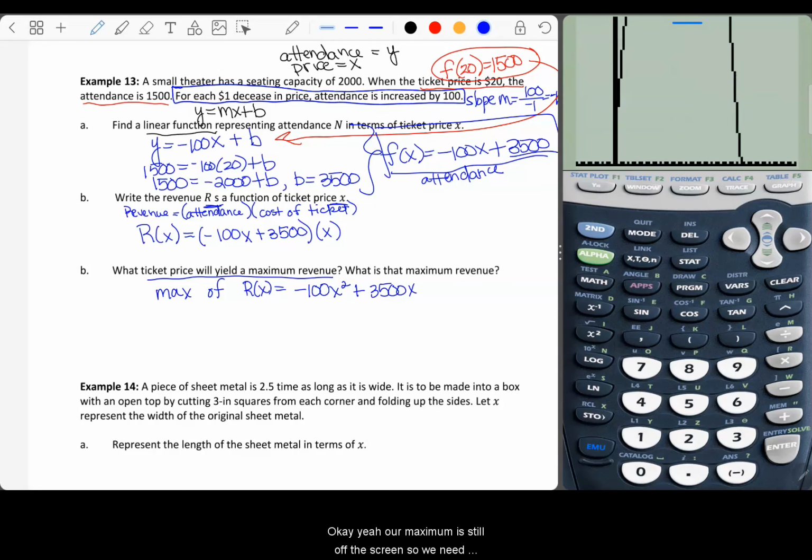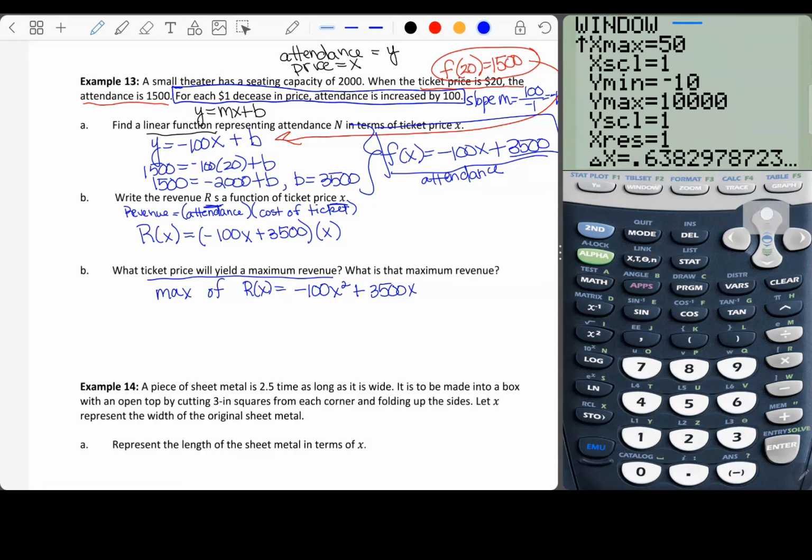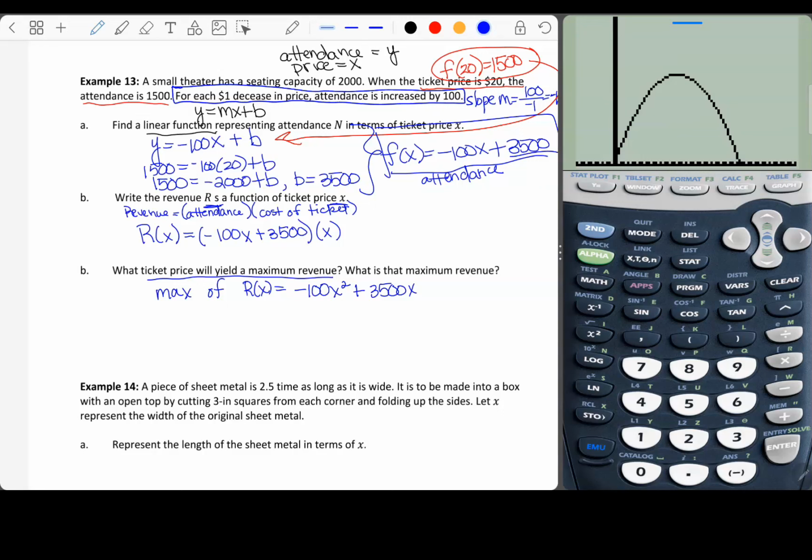Okay, yeah, our maximum is still off the screen, so we need to go back to our window, and we need to change our Y max. Let's say 50,000. There we are. We have a nice view of that maximum.